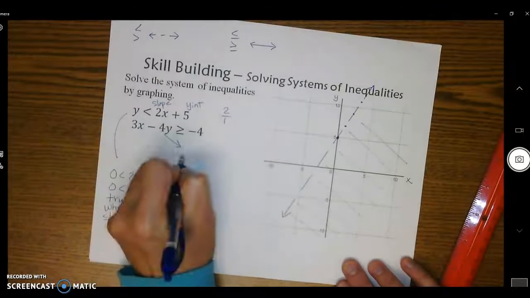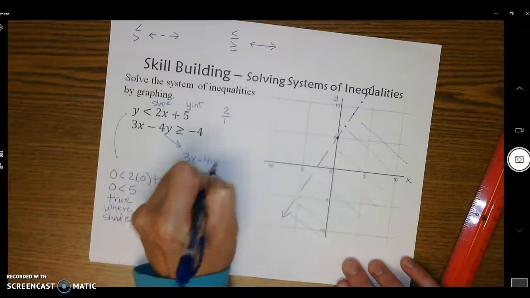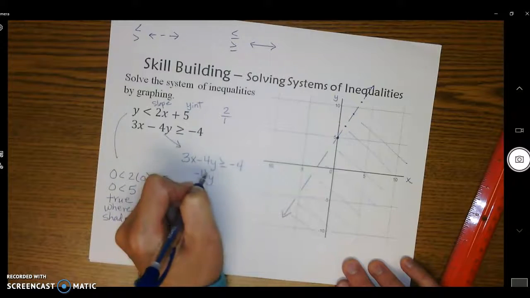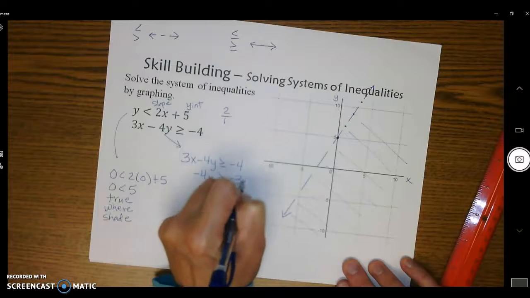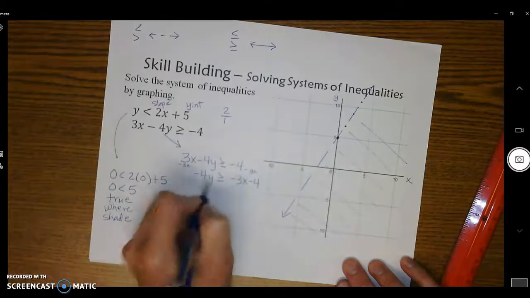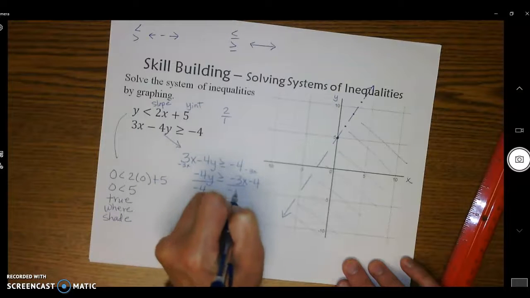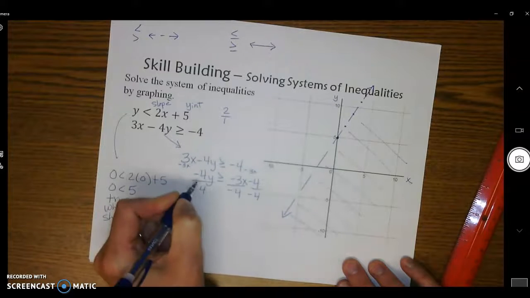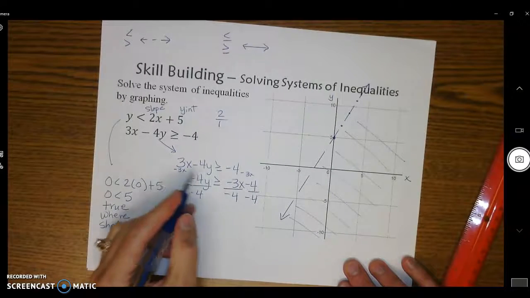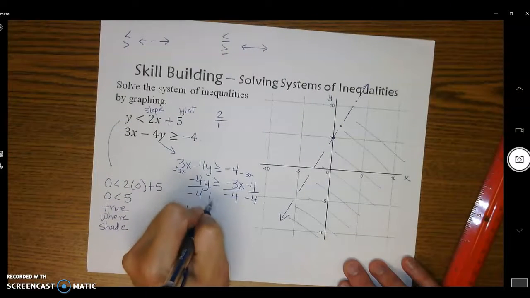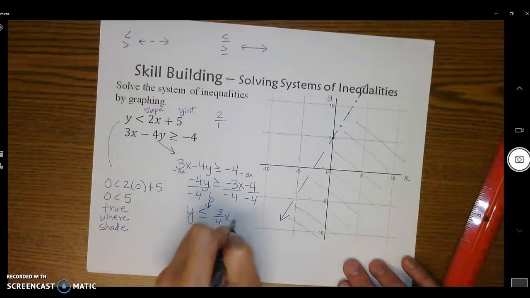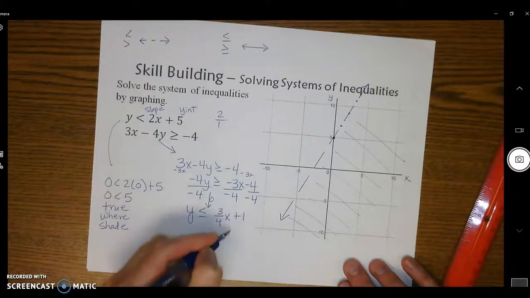I need to get y by itself first. So move your x term over. We would subtract it, right? And then divide by a -4. And you're going to divide everywhere by a -4. Recall that when I divide by a negative number, I must flip my inequality sign. So y, and this is going to flip, is less than or equal to 3/4 x plus 1. -4 divided by -4 is plus 1.